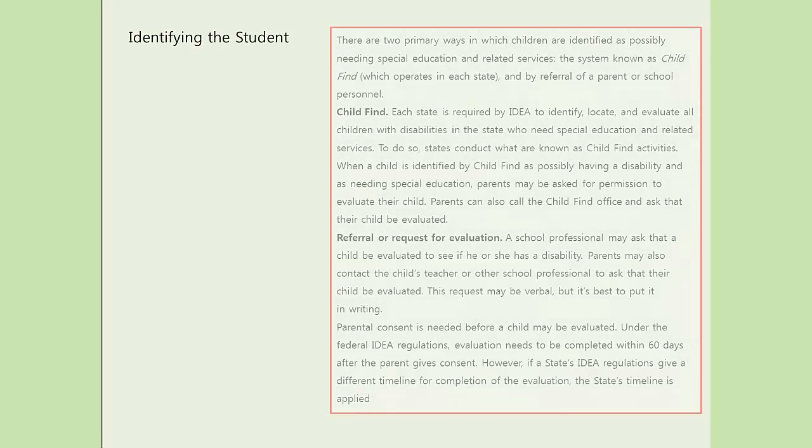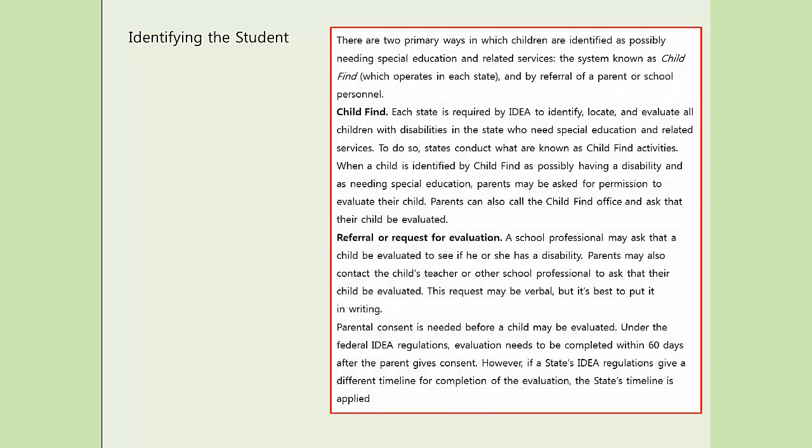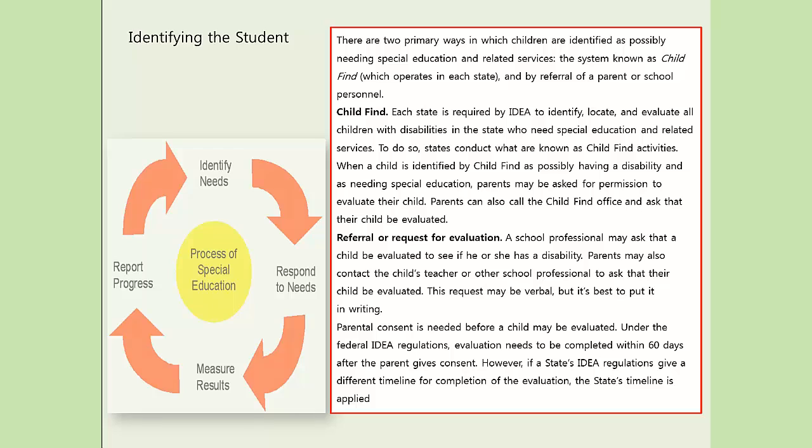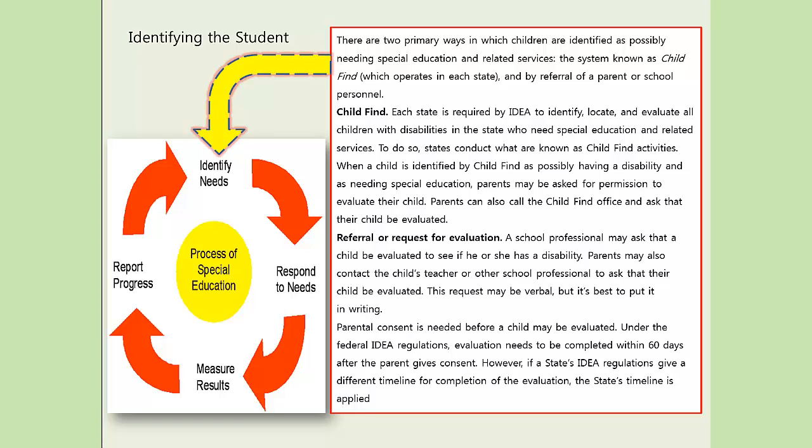Identifying the student. There are 2 primary ways in which children are identified as possibly needing special education and related services. The system known as Child Find operates in each state, and by referral of a parent or school personnel.